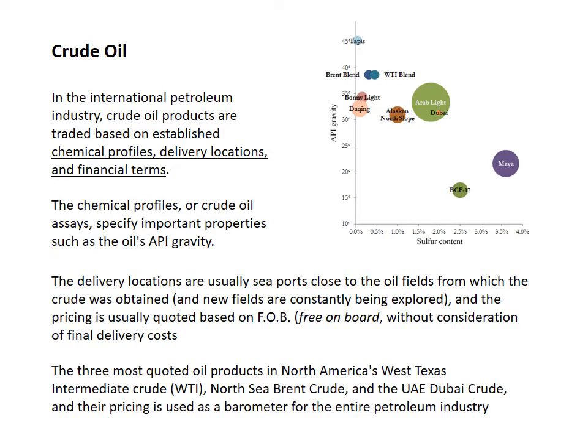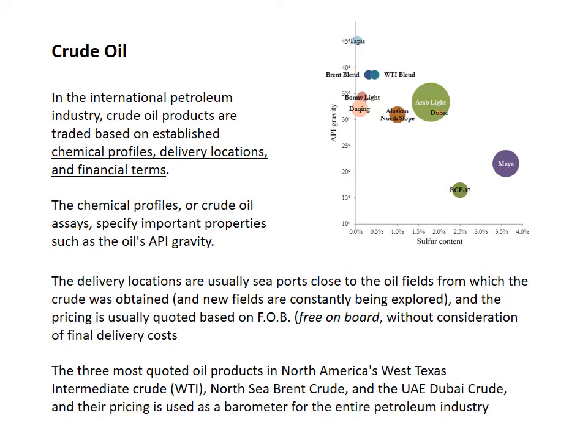So on the y-axis you have API gravity, and in general, this is a measure of how viscous the oil is. And so the most profitable or valuable oil to have is light oil, so less viscous oil.